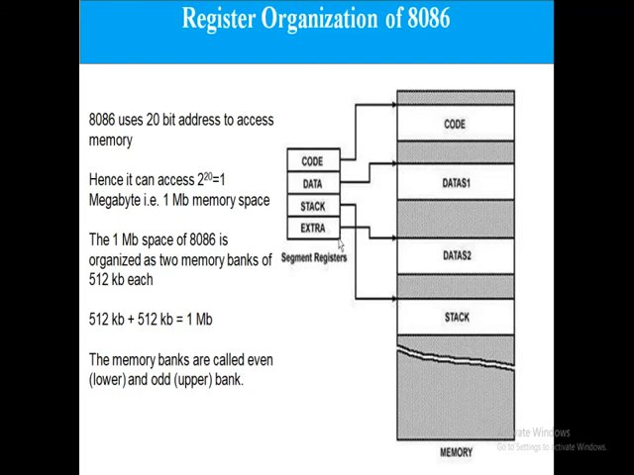So this 1 megabyte of memory is divided into 16 logical segments. Each logical segment contains 64 kilobytes of memory. So 16 into 64 kilobytes is equal to 1 megabyte of memory. So this logical segment is known as the code segment, data segment, extra segment, or stack segment. So there can be more than one code segment, data segment and stack segment in memory. That is, there are 16 logical segments.